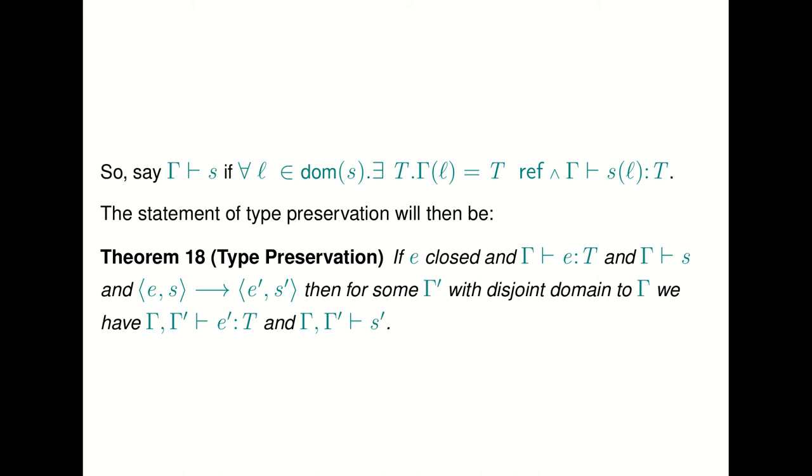Okay, so now with this definition saying that the contents of every location in S is well typed according to the store typing in gamma, the statement of type preservation will be that if E is closed and E is well typed in gamma, and gamma tells you that S is well typed, and E, S transitions to E prime, S prime, then there's going to be some gamma prime with disjoint domain to gamma. That means there are some additional locations allocated, where E prime has the type T in this extended context, gamma, gamma prime, and S prime is well typed in this extended context, gamma, gamma prime. So we're growing from gamma to gamma comma gamma prime, and E prime will still have the type T, and the new store will still be well typed in the extended store typing.